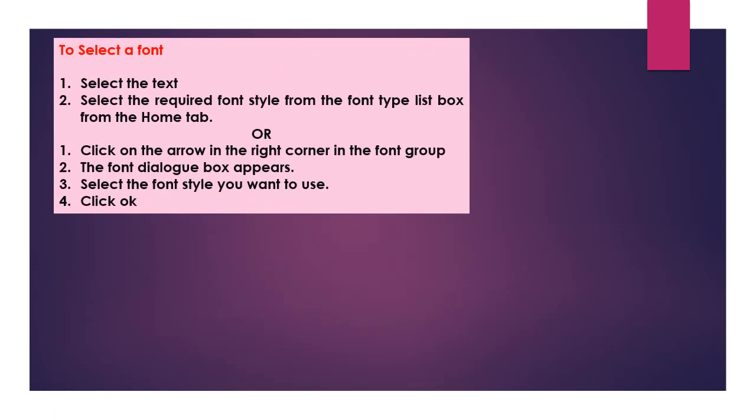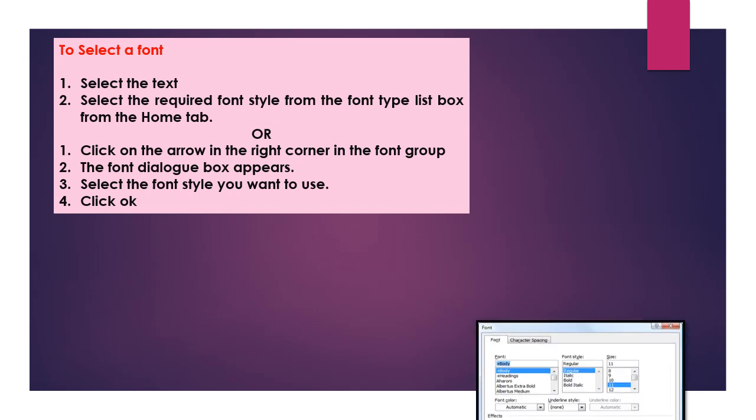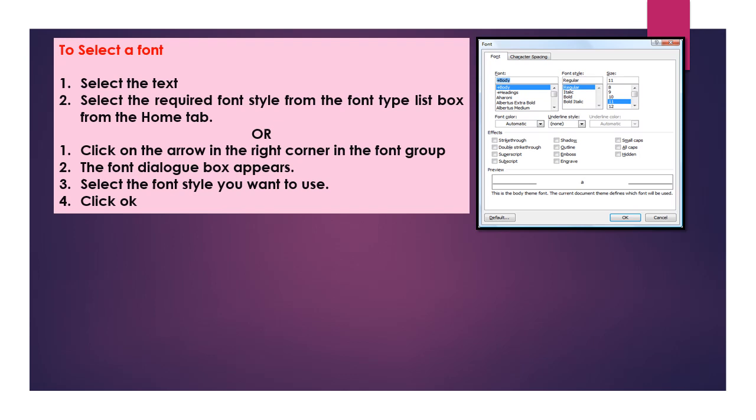Let's see how to select a font. To select the font, first select the text, then select the required font style from the font type list box which is available in the Home tab. Or click on the arrow in the right corner in the font group. The font dialog box appears. See the image showing the font dialog box. Select the font style you want to use and then click OK.